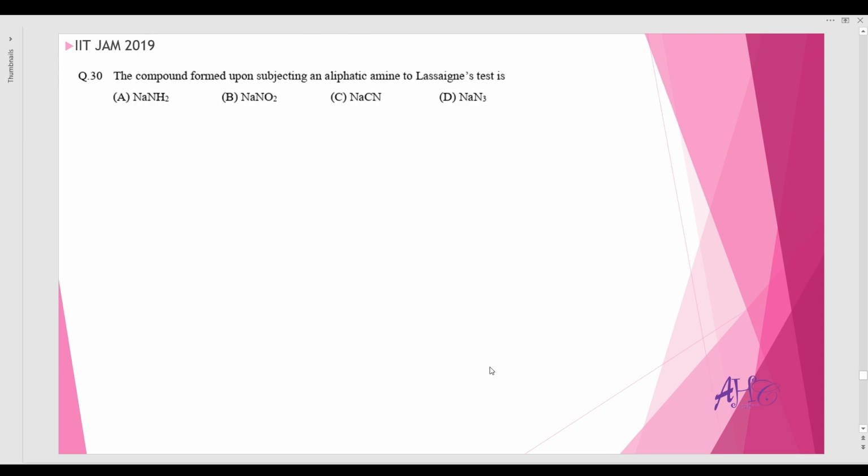Okay. So, 30th question. What have they asked here? The compound formed upon subjecting an aliphatic amine to Lassaigne test. So the Lassaigne test is typically done to identify sulfur, nitrogen, and halogen groups. So here, basically they'll use your sodium.